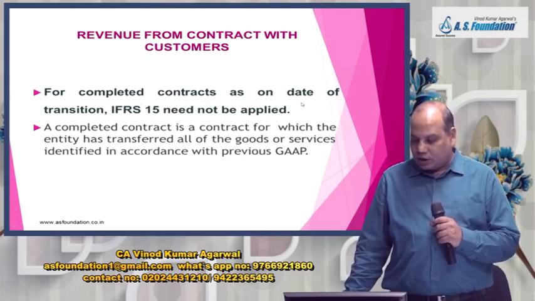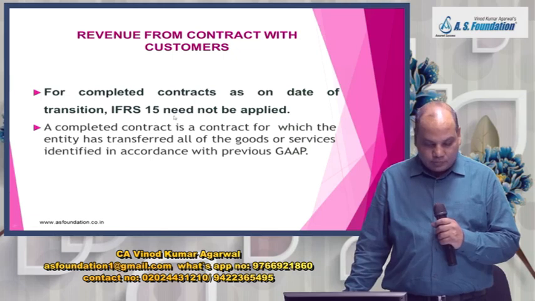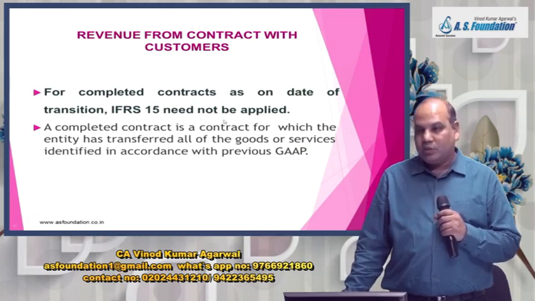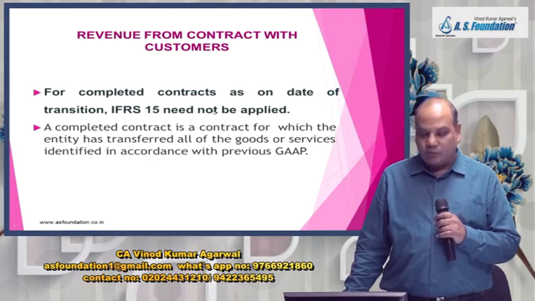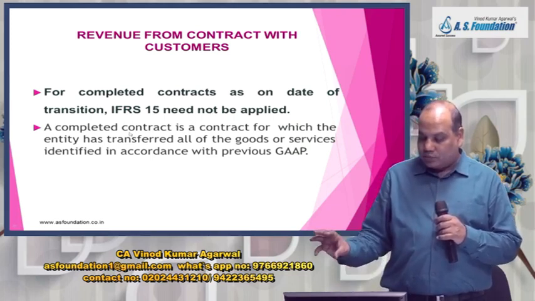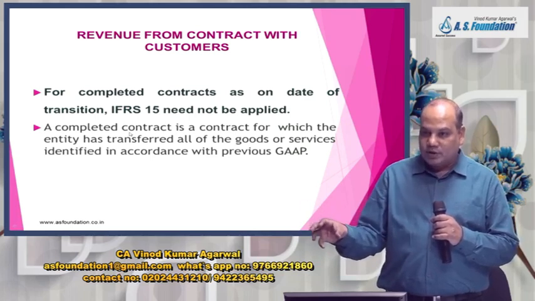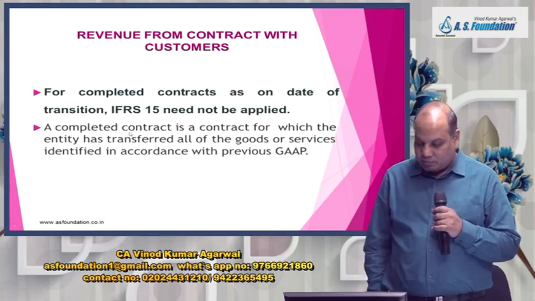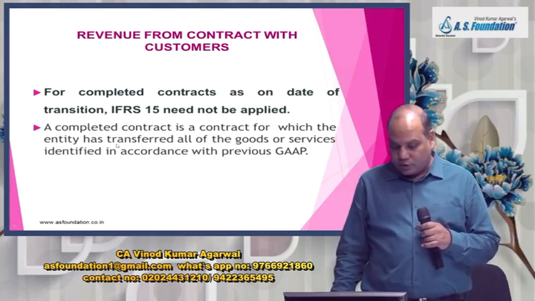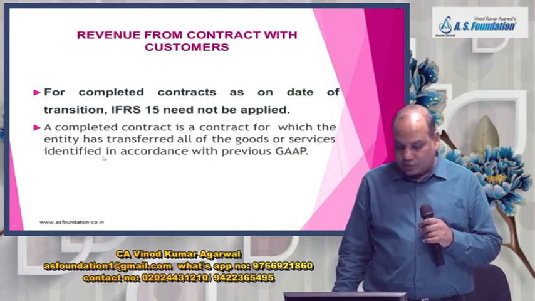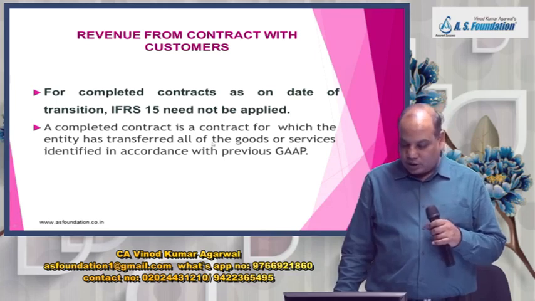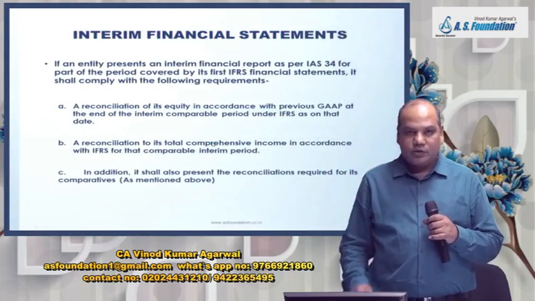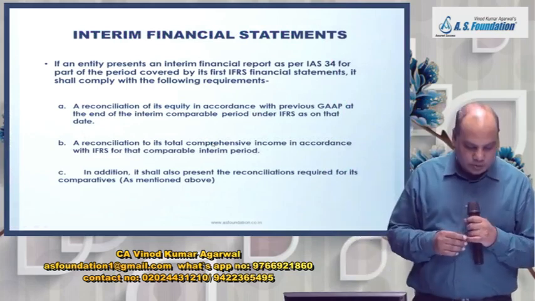Now revenue from contract with customer, IFRS 15. For completed contract as on the date of transition, IFRS 15 need not be applied. For those contracts which have been completed, IFRS 15 need not be applied from retrospective effect. But those contracts which are in the progress stage, you have to apply IFRS 15. A completed contract is a contract for which the entity has transferred all the goods or services identified in accordance with previous GAAP. So contracts which have been completed on the date of transition, this standard is not applicable.